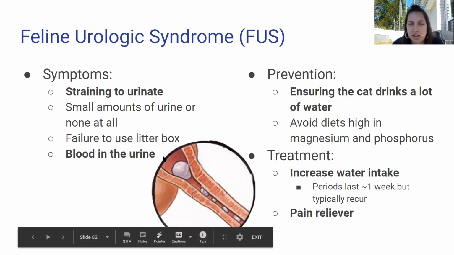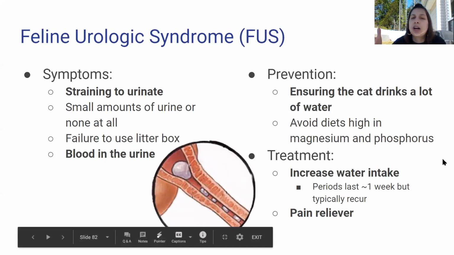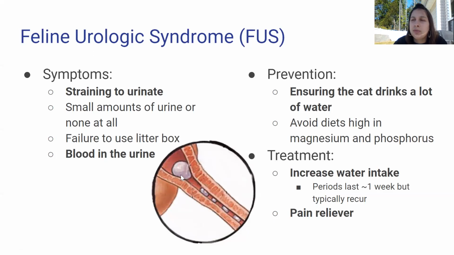So you can see in the picture, the stones where it's essentially blocking. These little stones, these are going to be where you see the straining to urinate. And then when you have like a big crystal like this, this is going to be the failure to use the litter box, and quite possibly blood from them straining so hard to pee that the rock ends up scraping the lining of their urethra. And that's where you see the blood at.